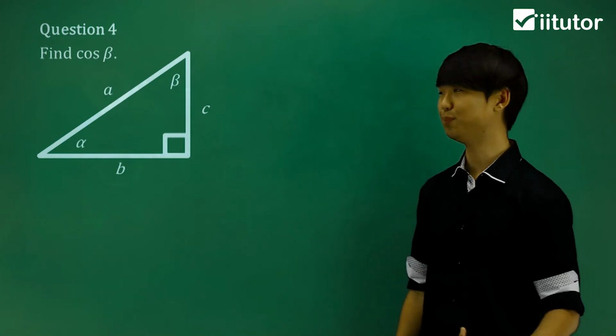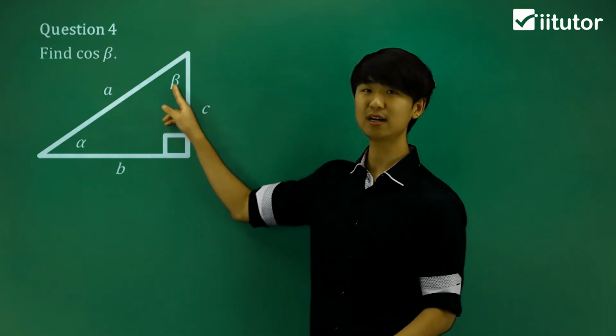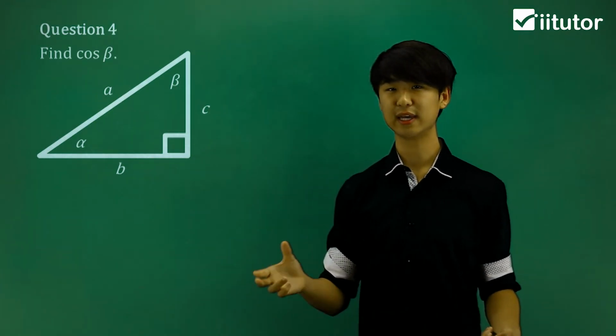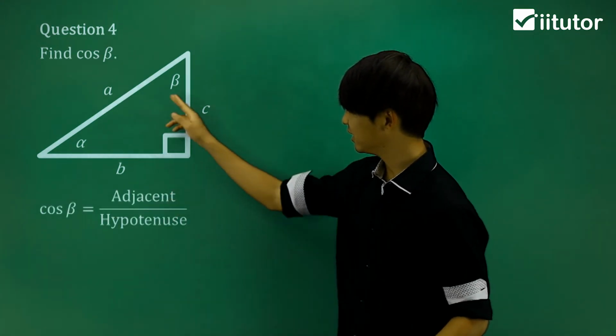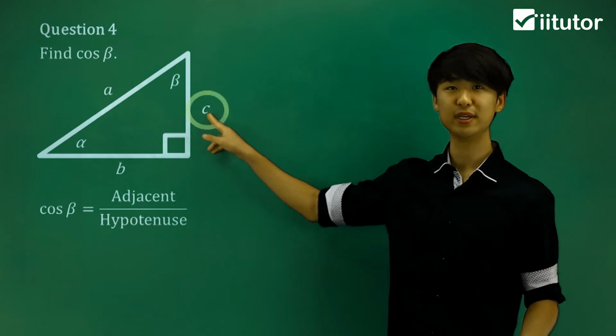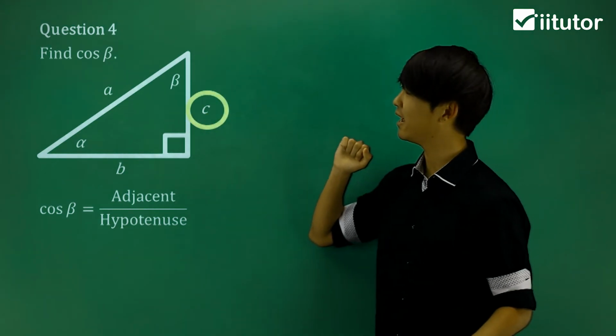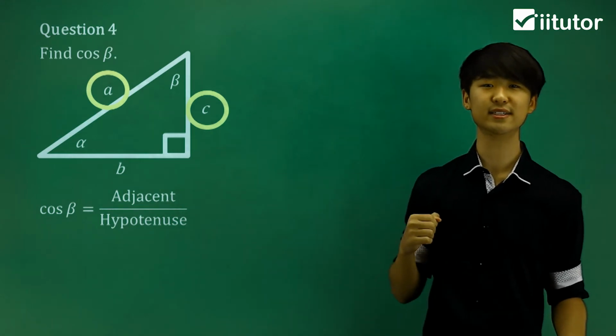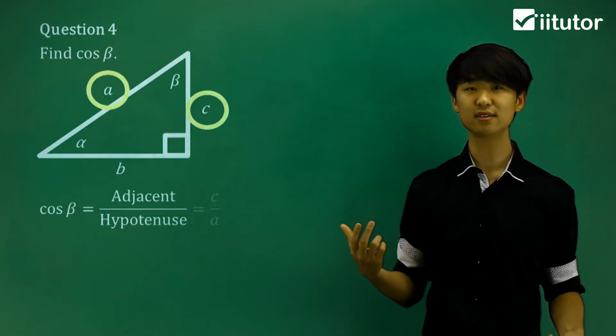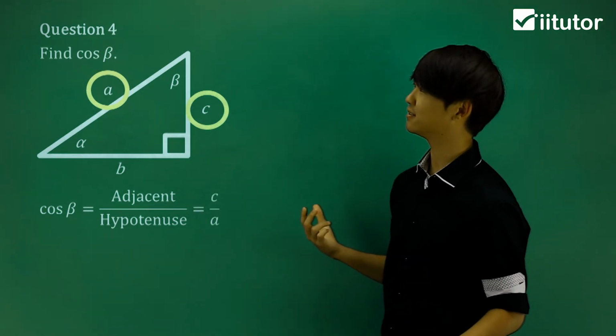Now cos beta. So here's beta. Again, cos is adjacent over hypotenuse. Adjacent for beta is going to be this C here, and the hypotenuse, always the longer side, is A there. So cos beta is C over A.